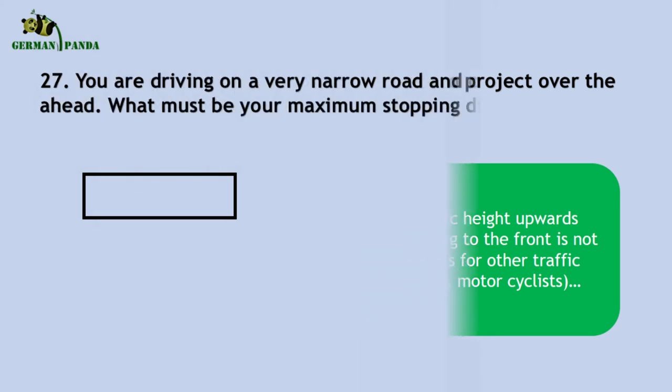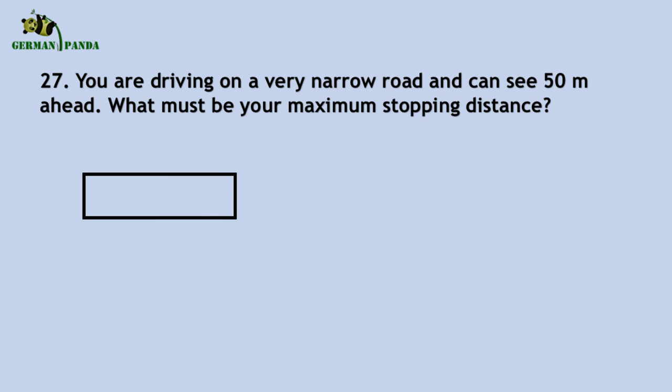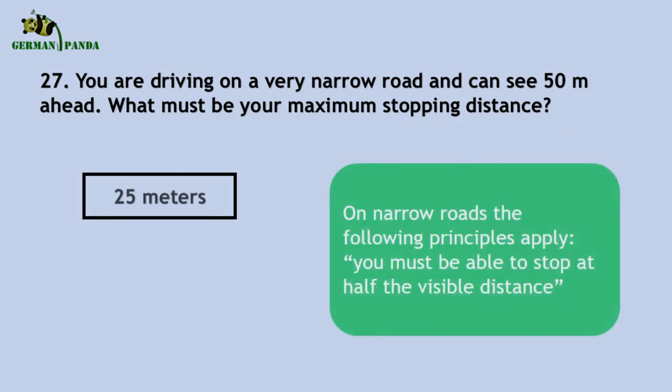You are driving on a very narrow road and can see 50 meters ahead. What must be your maximum stopping distance? (25 meters). On narrow roads, the following principles apply. You must be able to stop at half the visible distance.